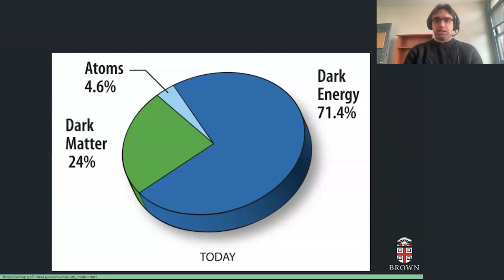So if we look at the energy content of the universe today, what we've measured, what we see ourselves, the trees, desk, your dog, whatever, it's about 4.6%. Most of what you see is 4.6% atoms, baryons. 24% is dark matter, and about 71% is dark energy.